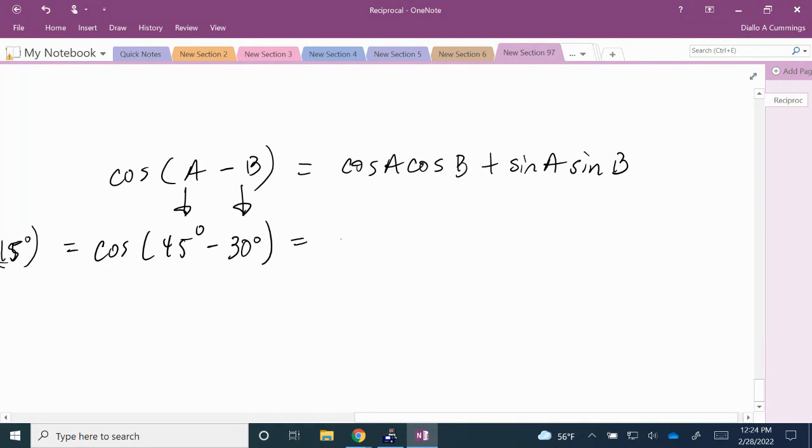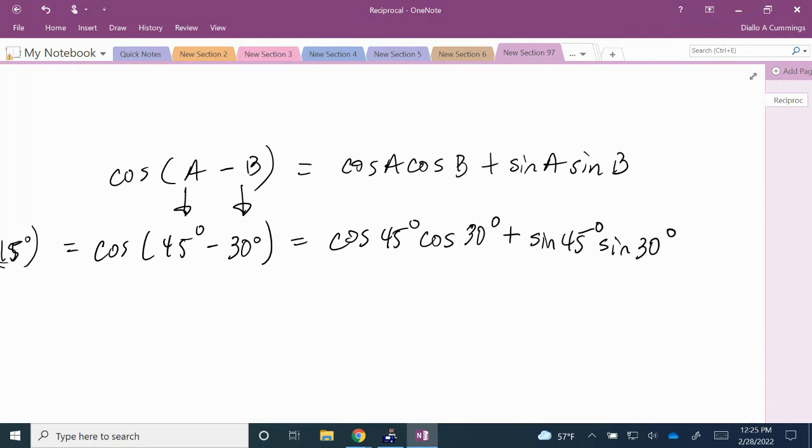Substituting those in, we have the cosine of 45 degrees times the cosine of 30 degrees plus the sine of 45 degrees times the sine of 30 degrees. And the only thing we do from this point is we simply pull out the values for the trig functions and we add them.